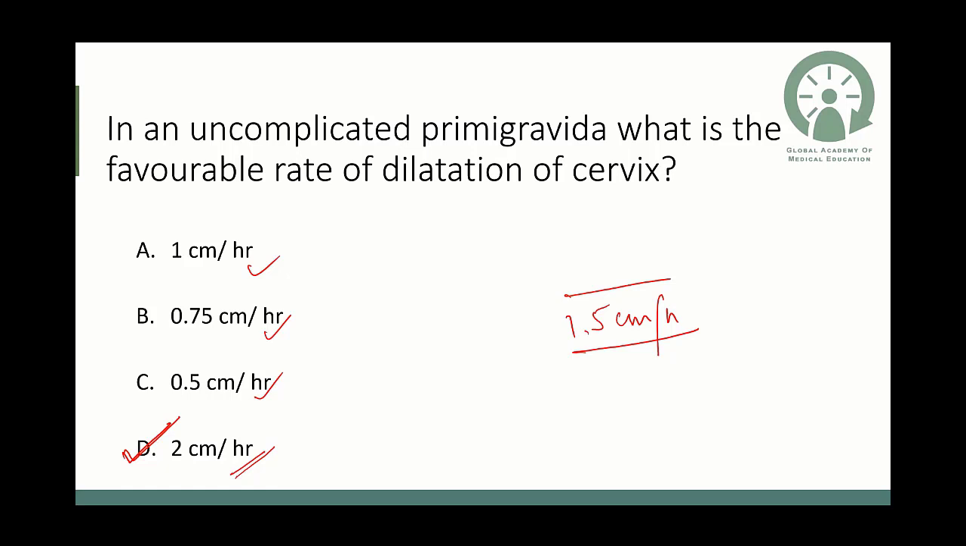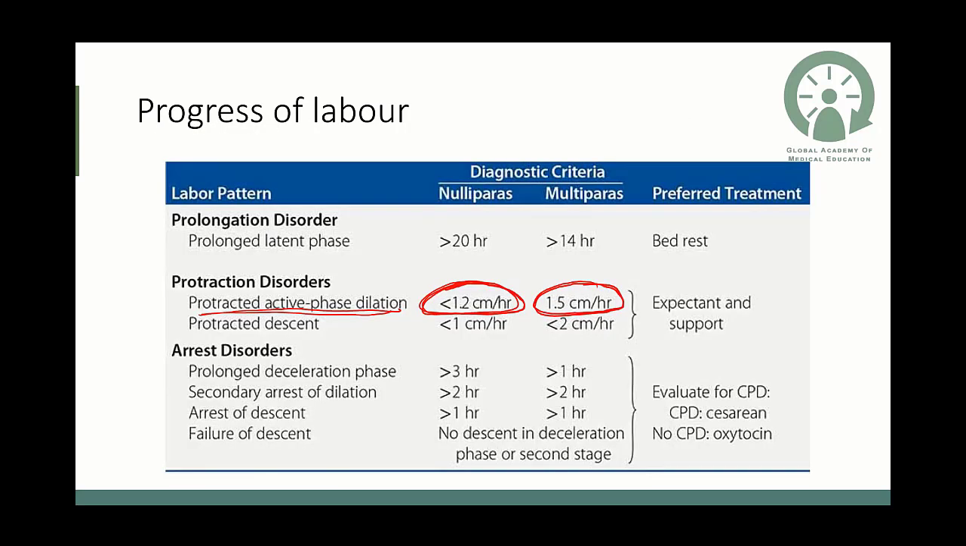Now, previously people used to take 1 centimeter for primary and 1.5 centimeter for multi. So, if they have asked this question with that intent and from that edition of the textbook, they might have been expecting an answer of 1 centimeter per hour. I am not very sure about it, because that was the old thing, 1 centimeter per hour for primary and 1.5 centimeter for multi.